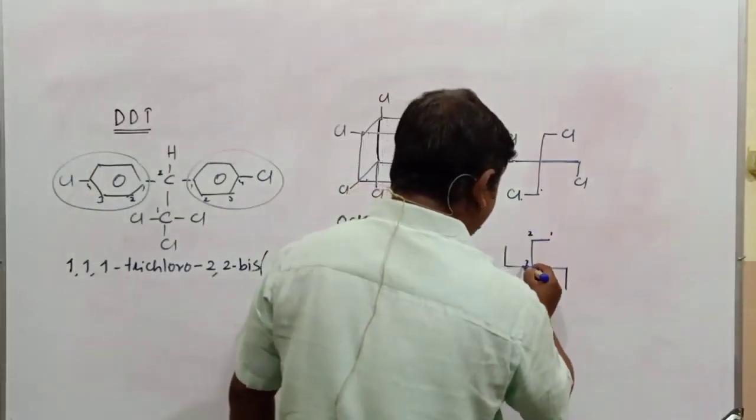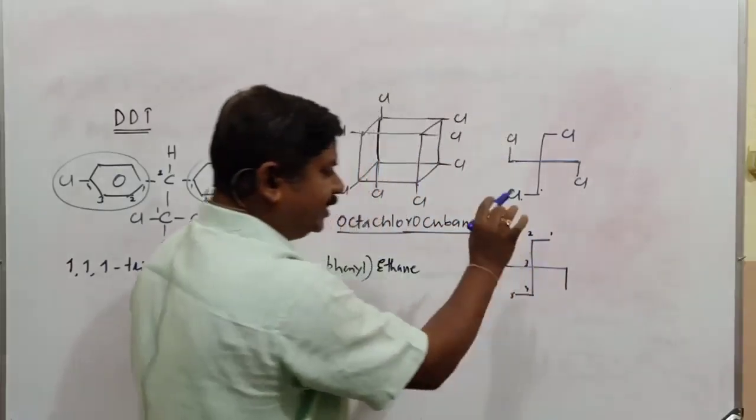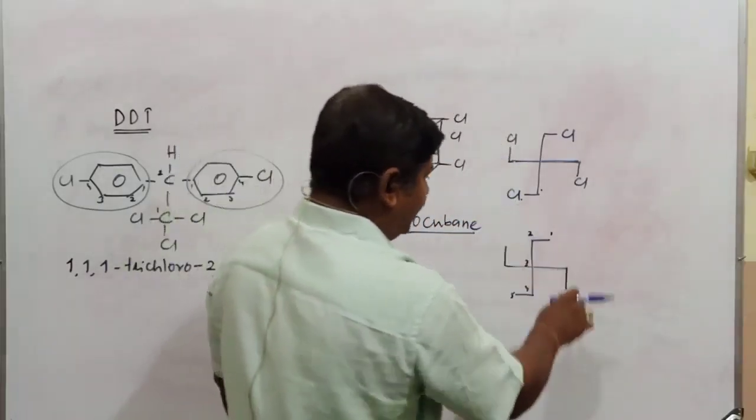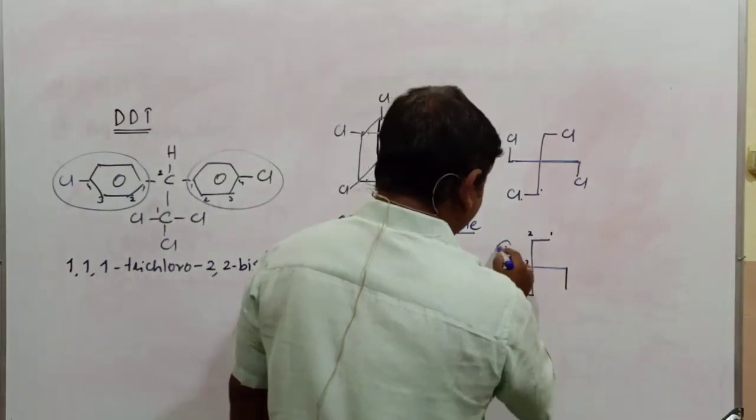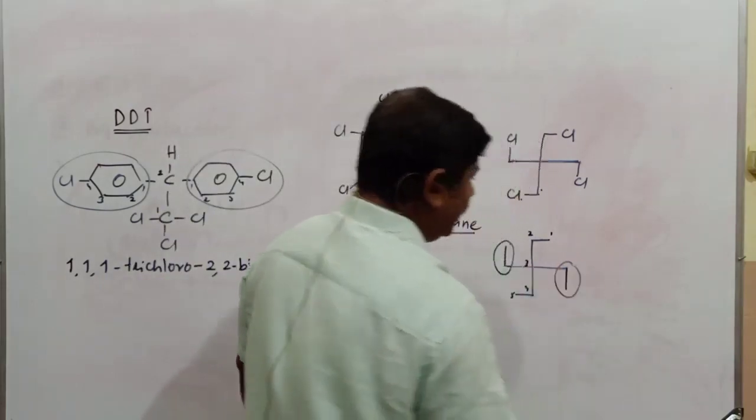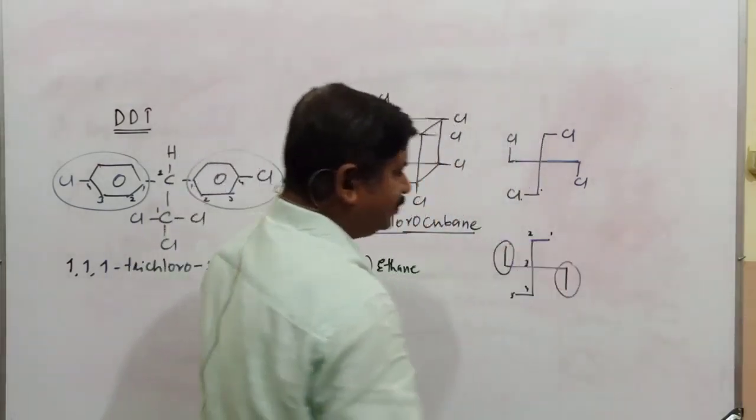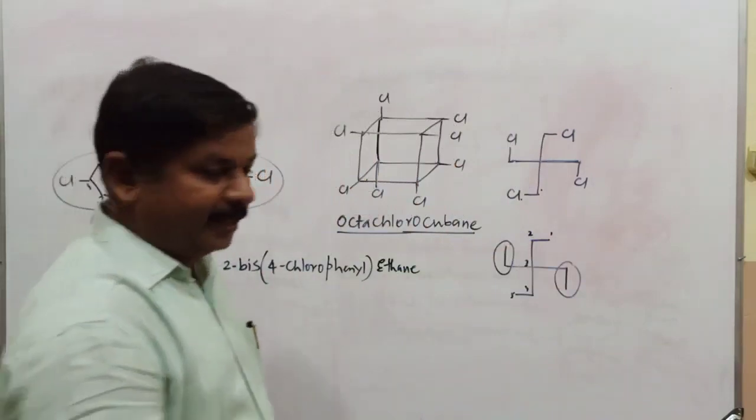It is 1, 2, 3, 4 and 5. Here no other functional groups or different groups are present. So this group is called ethyl, and this is also called ethyl. So its IUPAC name is going to be 3, 3 diethyl pentane.